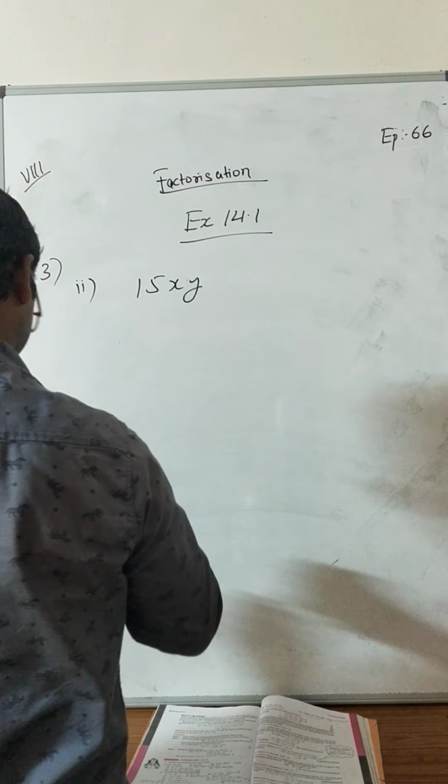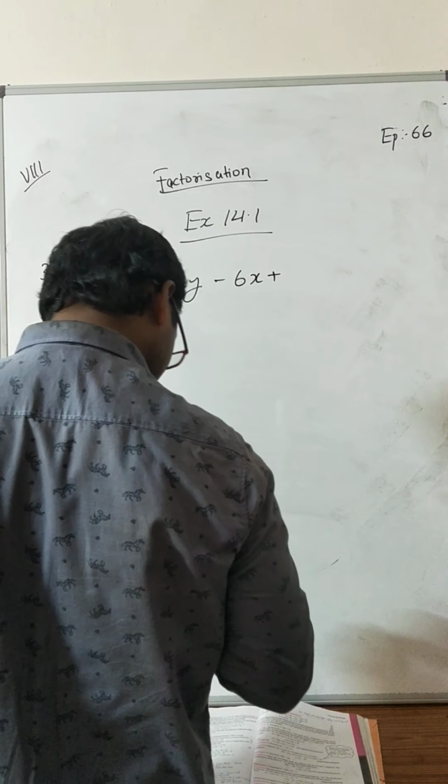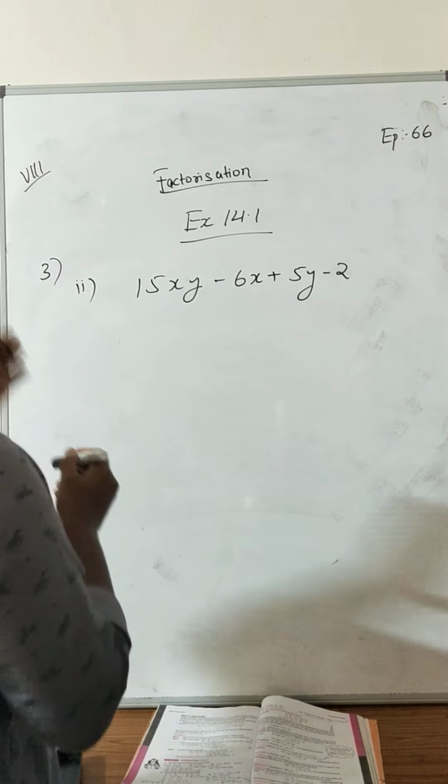15xy minus 6x plus 5y minus 2. So here we are going to take this two as common, and we will take this two as common. Okay.